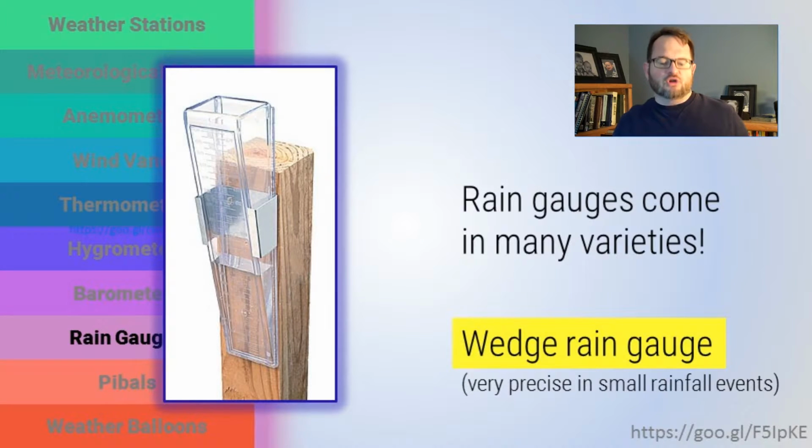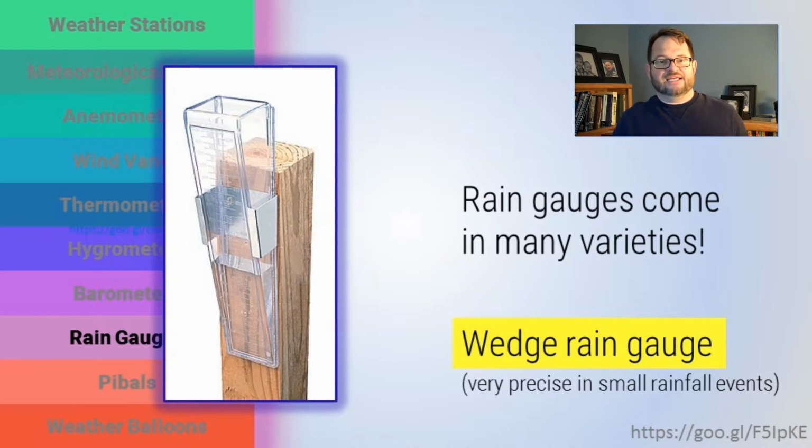Another type of rain gauge is what's called a wedge rain gauge, sometimes called a farmer's wedge, where it's narrow at the bottom and wider at the top. And this is a particularly good type of rain gauge if you have a lot of small rainfall events. Because it's very narrow there at the bottom, even a small amount of rainfall will make relatively big differences in the height or the depth of the water in that wedge.